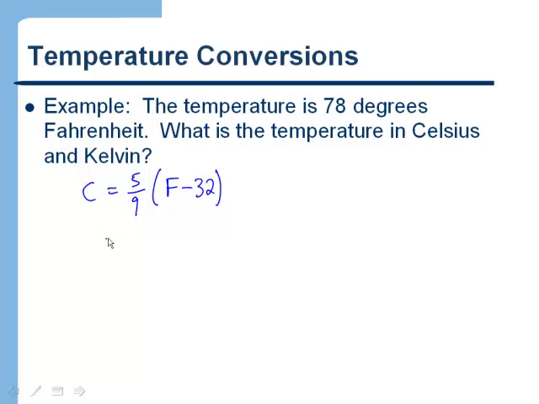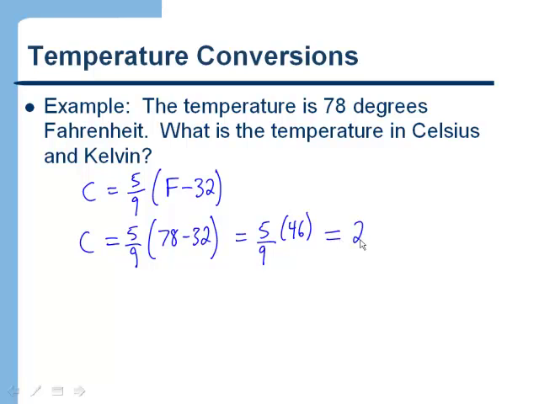So let's see, that's 5/9 times (78 minus 32), and 78 minus 32 is 46, so I have 5/9 times 46, and so if I take that 46 and multiply by 5 and divide by 9, I get 25.6 degrees, and that would be in Celsius.